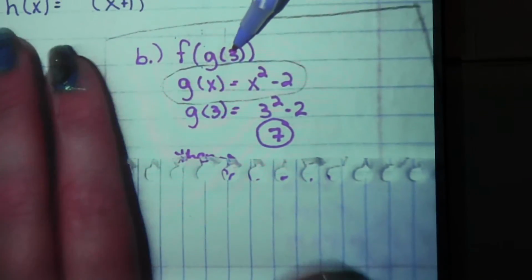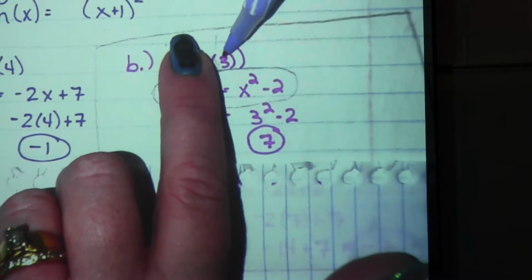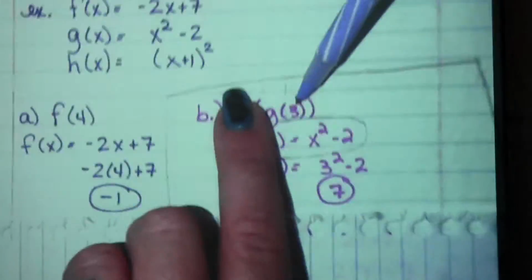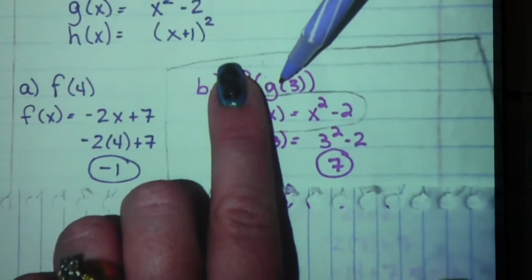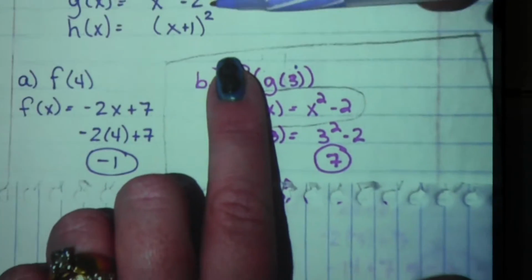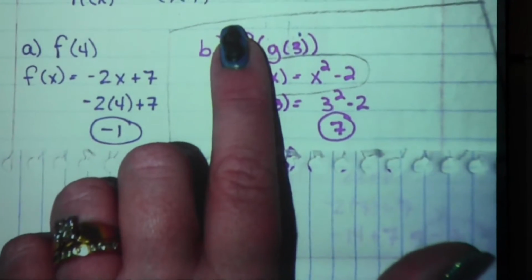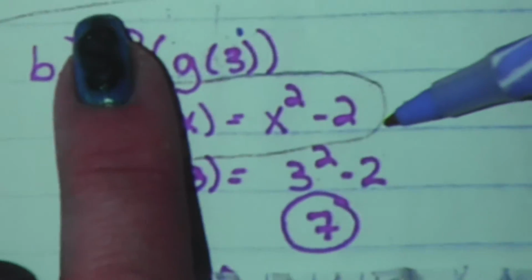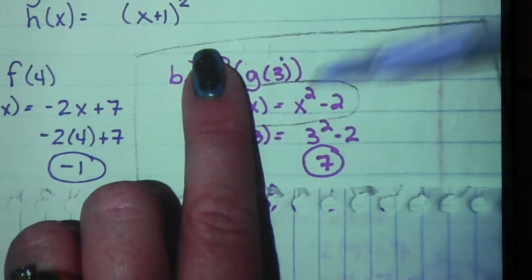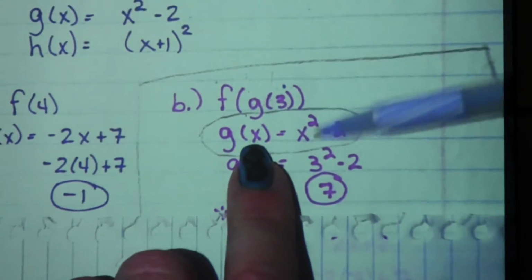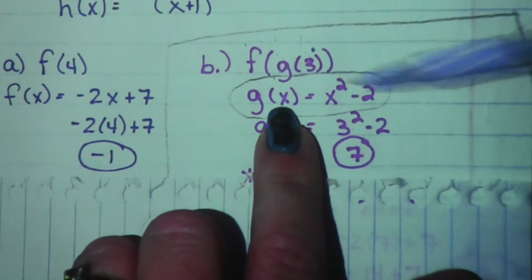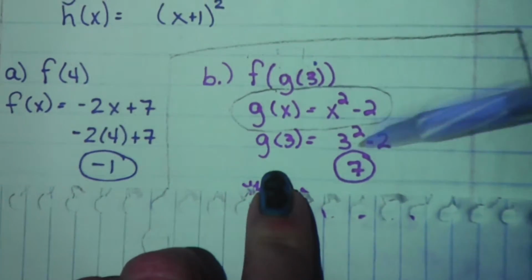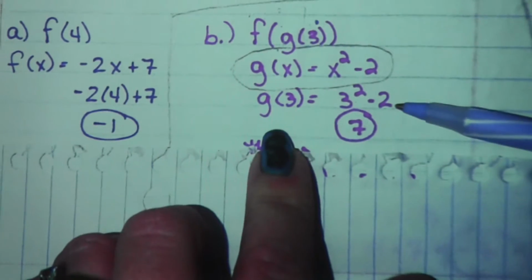So we always go all the way to the innermost parenthesis. The number that we're plugging in is 3. And we're going to plug that in first to the g equation. So I find my g equation, x squared minus 2, and I'm going to copy that on down here. So I have g of x equals x squared minus 2. Every place there's an x, I'm going to plug in a 3. So that's going to change that equation to be 3 squared minus 2.